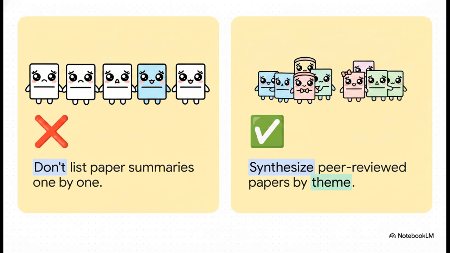The winning standard here is grouping your sources by theme. You want to synthesize 10 to 20 peer-reviewed papers by analyzing them collectively. Group them by the sensor types they used or the algorithms they tested. You want to show the evaluator the actual trends and debates happening in the field.